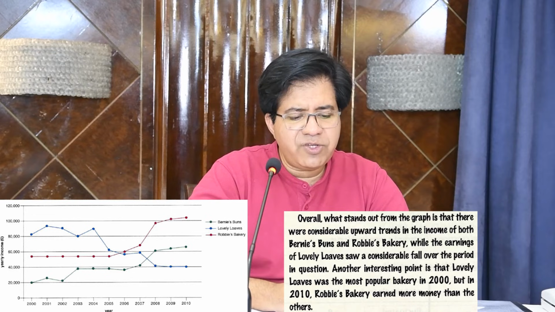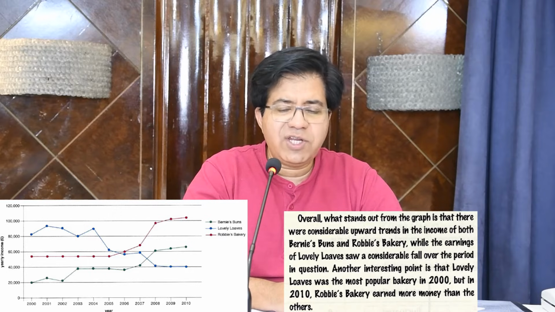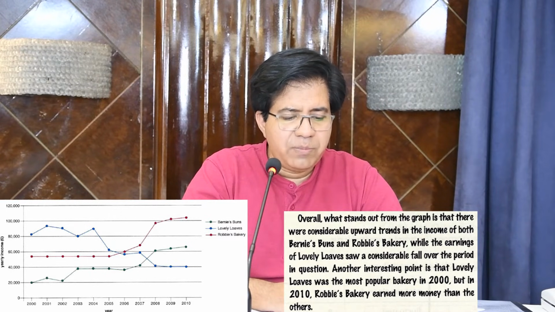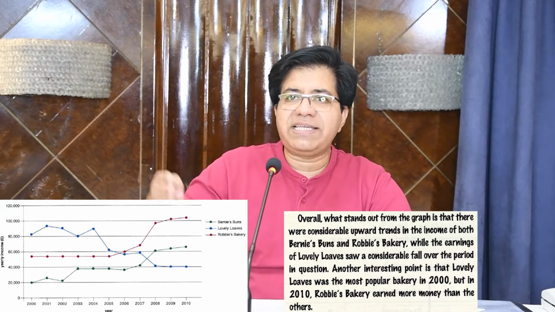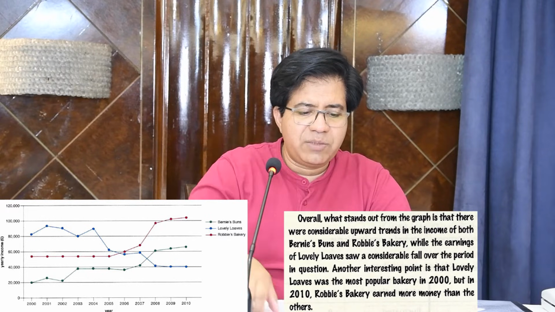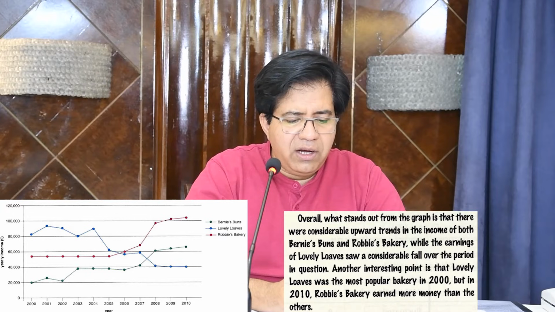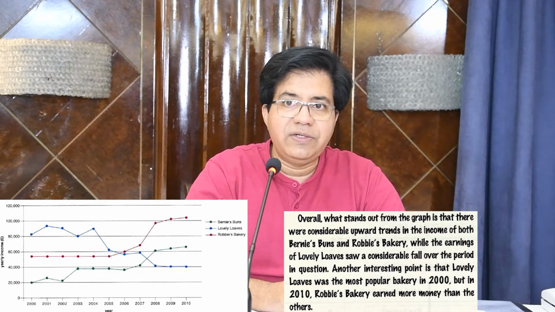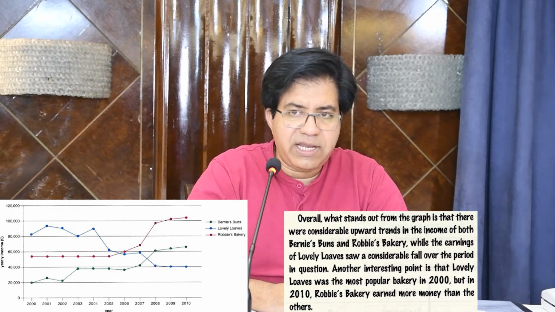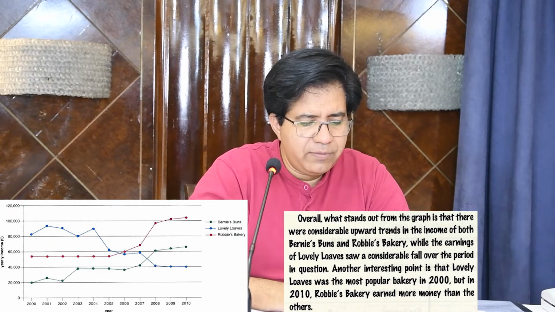Next, another interesting point is that, underline it and use it in your report. Another interesting point is that Lovely Loaves was the most popular bakery in 2000. Now see that in 2000, the bakery with the highest sales, you will say that was the most popular bakery. But in 2010, Robbie's bakery earned more money than the others. So like this you will write. And one more thing you can see, after 2000, 2010, they've given a dot, a full stop. So you can just copy that as well.